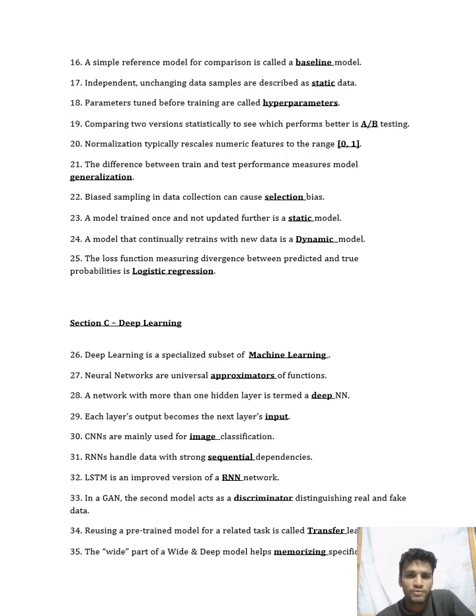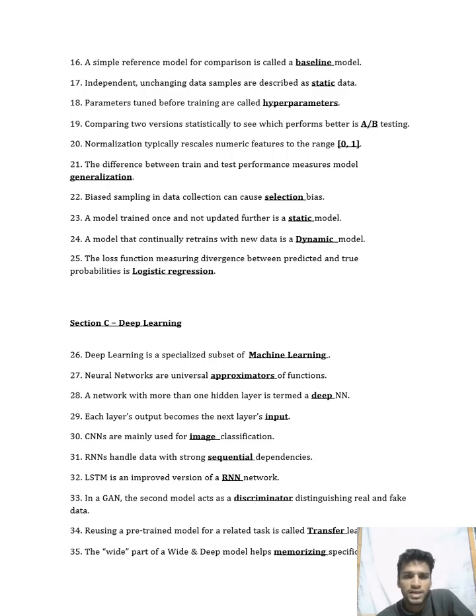Parameters tuned before training are called hyperparameters. Comparing two versions statistically to see which performs better is A/B testing. Normalization typically rescales numeric features to a range of 0 to 1. The difference between the train and the test performance measures model generalization.